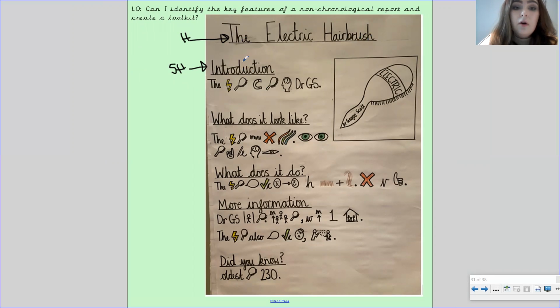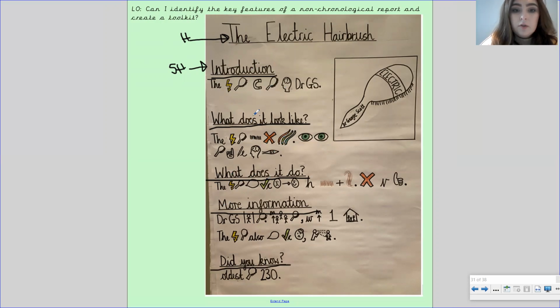Well done if you got that, it's for helping us to find information quicker and easier. We look for the subheading that we're interested in, and then we read what is underneath it. So here is a subheading, Introduction. Here is a subheading, What does it look like? Here is a subheading, What does it do? Here is our subheading, More information. And here is our subheading, Did you know?